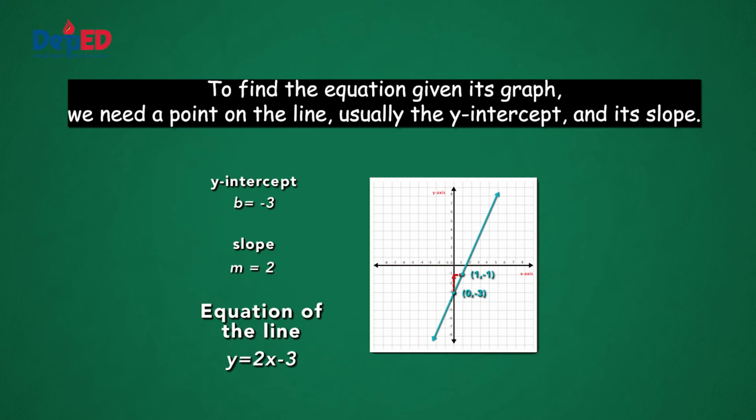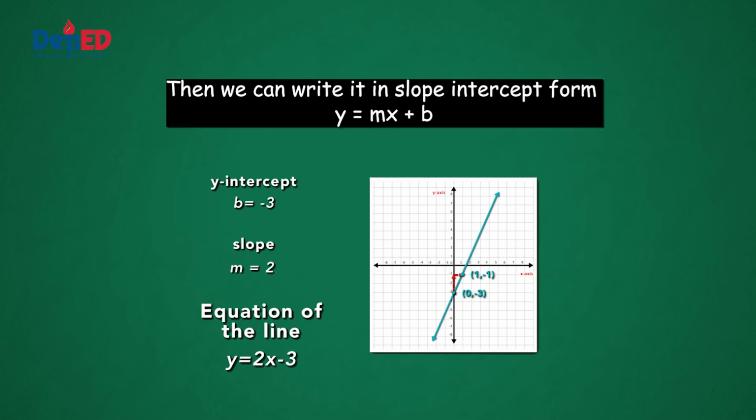Number 1, to find the equation given its graph, we need a point on the line, usually the y-intercept, and the slope of the line. Then we can write it in slope-intercept form, y equals mx plus b.